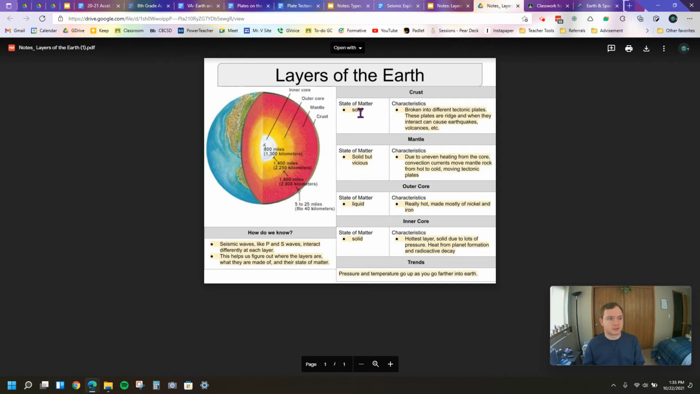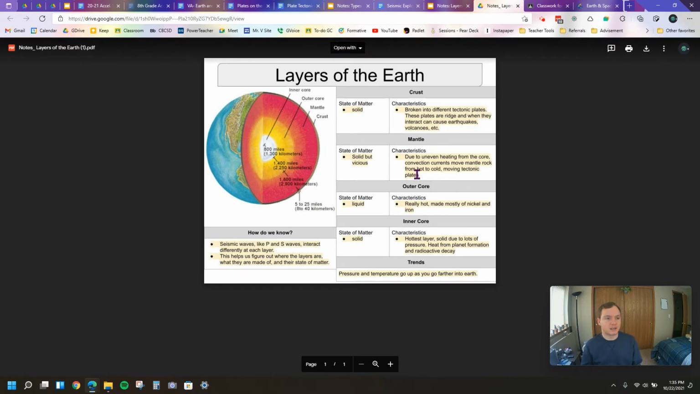And so different characteristics of the crust, it's broken into those different tectonic plates, and we'll look at some of those through some volcanoes in this seismic explorer activity. But these plates are rigid, so it means they're hard. They're not bendy or flowy or anything. And when they interact, they can cause earthquakes, volcanoes, all kinds of different natural disasters that we talk about.